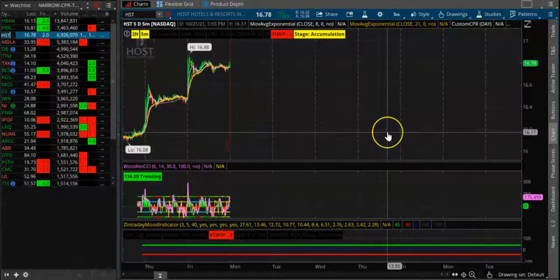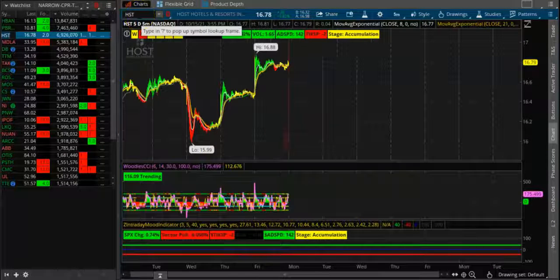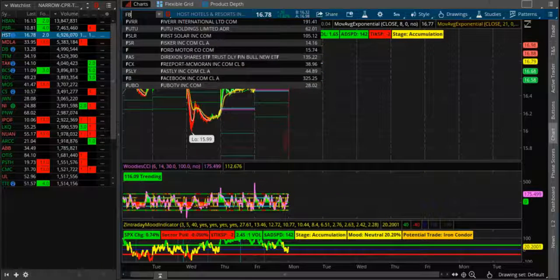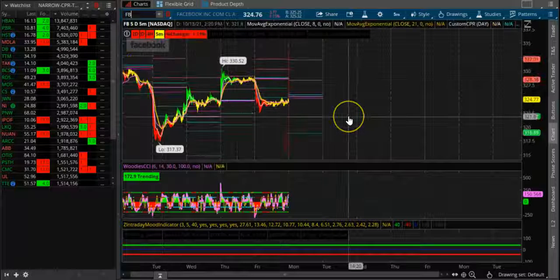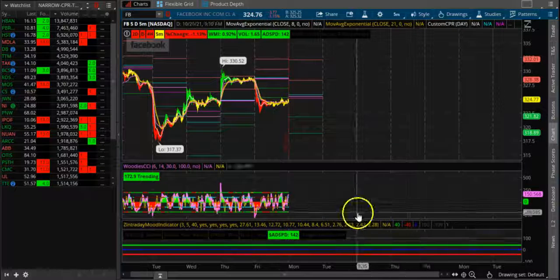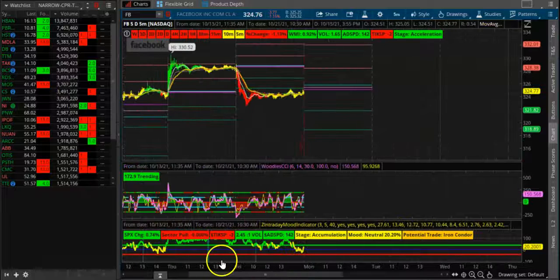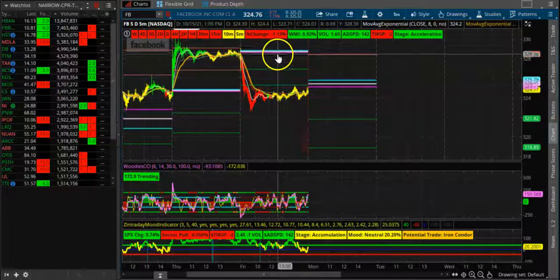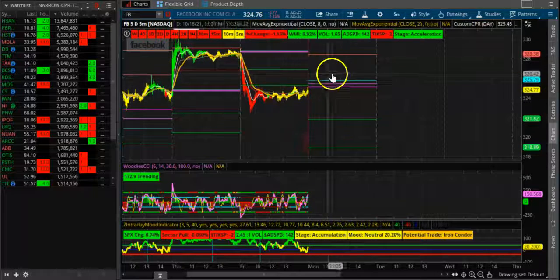HST. Let's look at FB, Facebook. This is not a narrow CPR. This is a narrow CPR and it went down. So this CPR is not going uptrending.